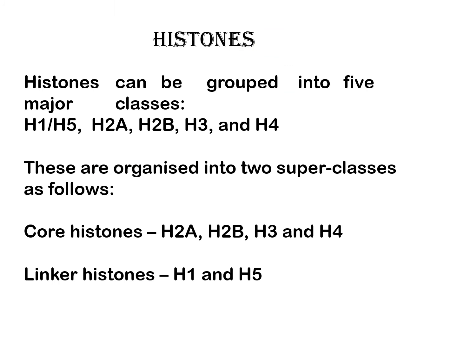Histones. Histone proteins can be grouped into 5 major classes: H1, which is also called H5, H2A, H2B, H3 and H4. These histones are organized into 2 superclasses as core histones and linker histones. The core histones are H2A, H2B, H3 and H4, while H1 and H5 are the linker histones.